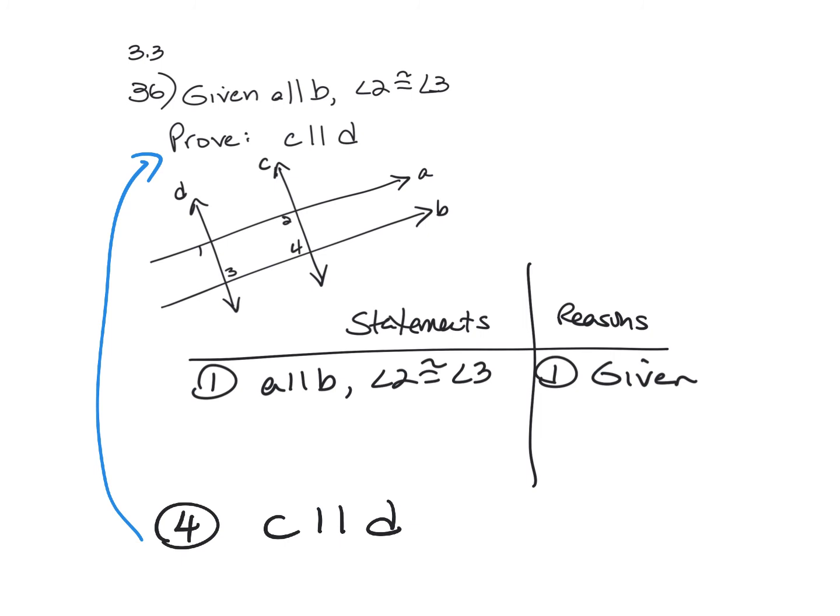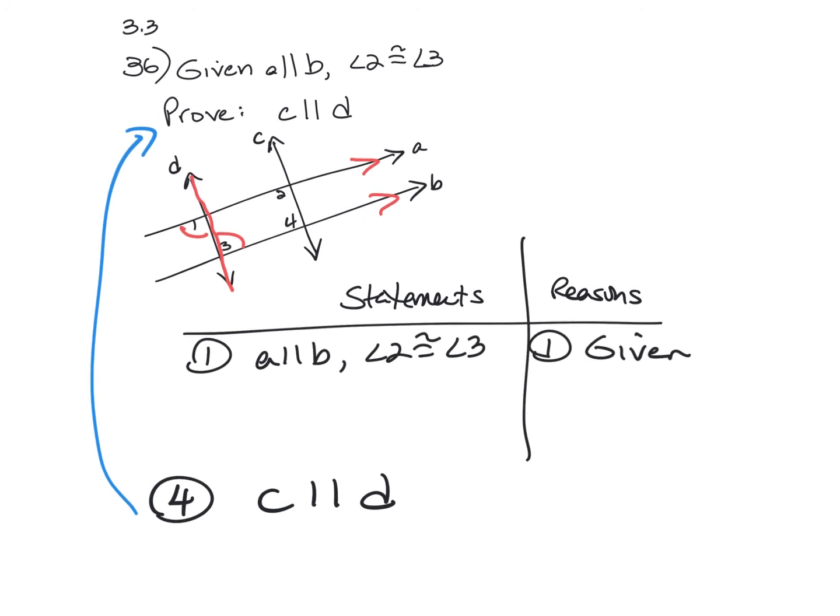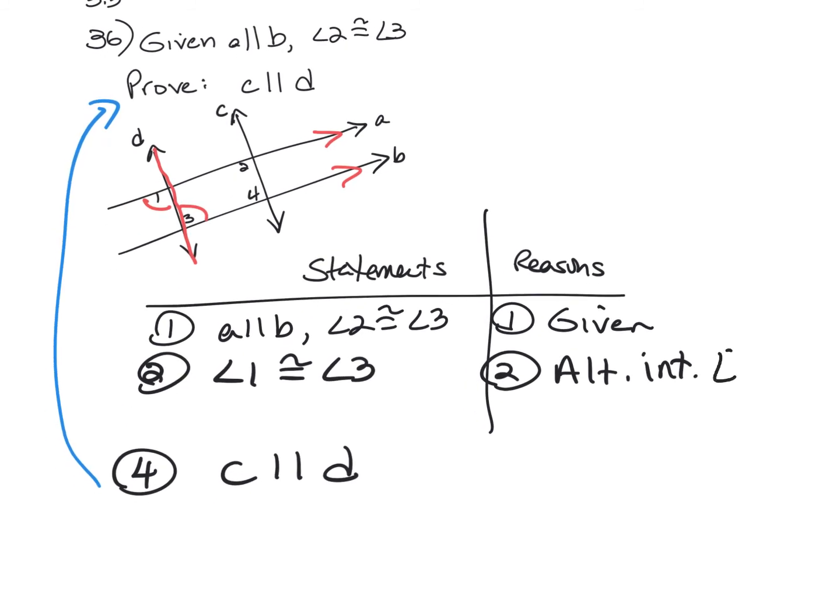So what I need to do is look at my diagram. What else can I see in my diagram if I know A is parallel to B? And if I look at line D here as a transversal, I can see that since those lines are parallel, I know that angle 1 is congruent to angle 3. And the type of angles these are, my alternate interior angles theorem. So that'll be my next statement. Angle 1 is congruent to angle 3, and the reason why I can say that is because of my alternate interior angles theorem.